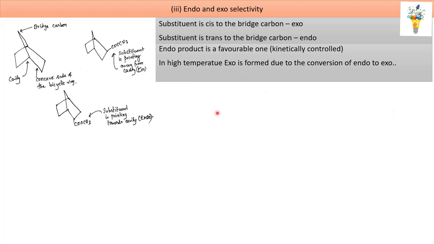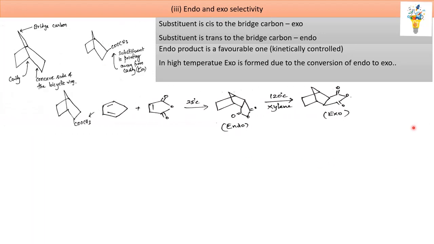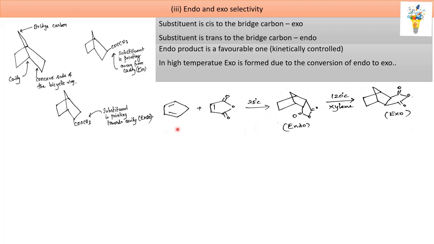So regarding endo and exo selectivity in the Diels Alder reaction, the endo product is always formed. So it is the endo rule. See this reaction: butadiene and maleic anhydride at 25 degrees Celsius, so low temperature. So it gives the kinetically controlled product.